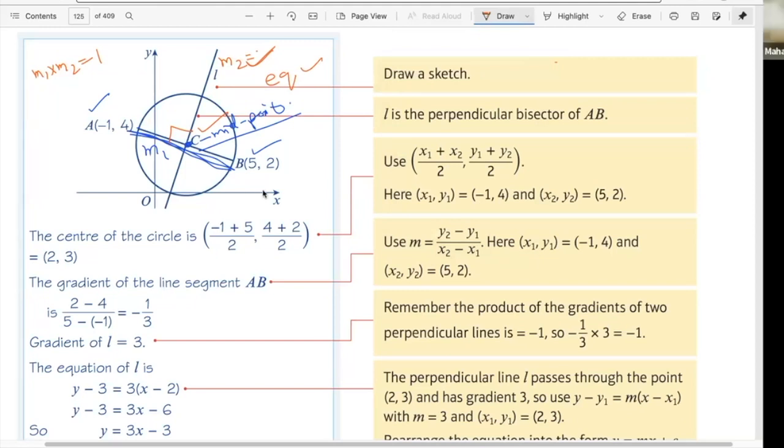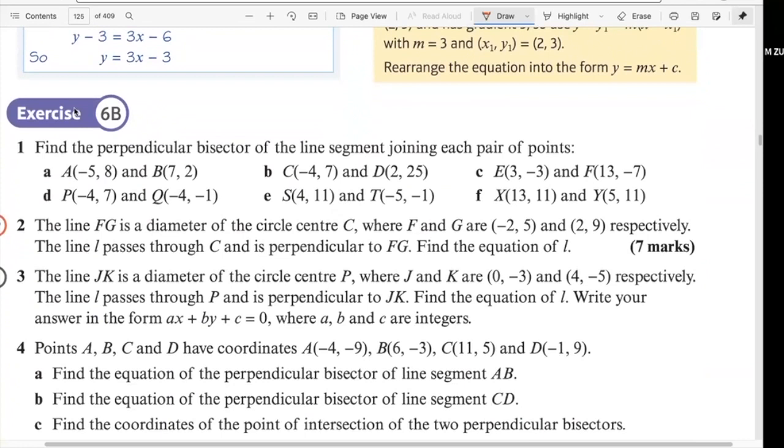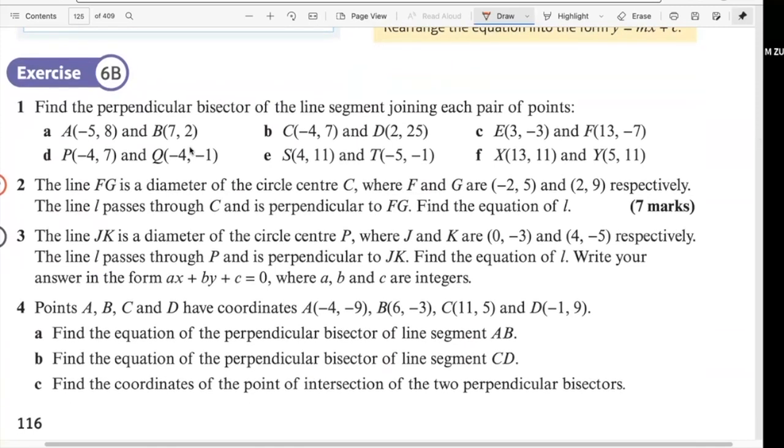Yes, sir. Okay. In short words, this is the perpendicular bisector of AB. Now the question says find the perpendicular bisector of the line segment joining these points. So it is a mixture of chapter 2 and chapter 5. You have to revise 2.2 because that was the first chapter, so almost 3 to 4 weeks ago. We just did chapter 5. You won't need to revise it.